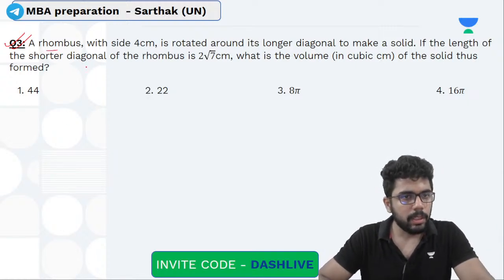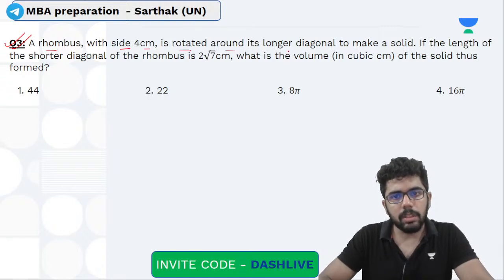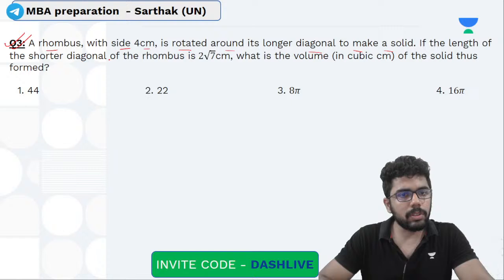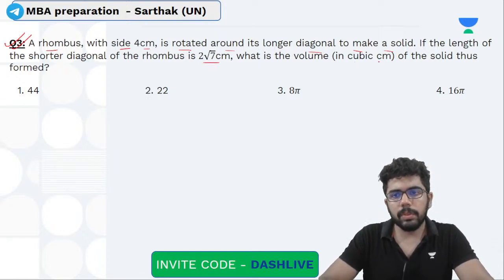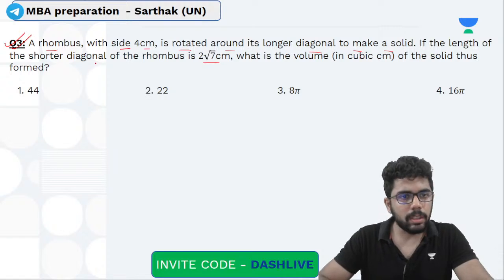A rhombus with side 4 cm is rotated around its longer diagonal to make a solid. If the length of the shorter diagonal of the rhombus is 2√7 cm, what is the volume in cubic centimeter of the solid thus formed?